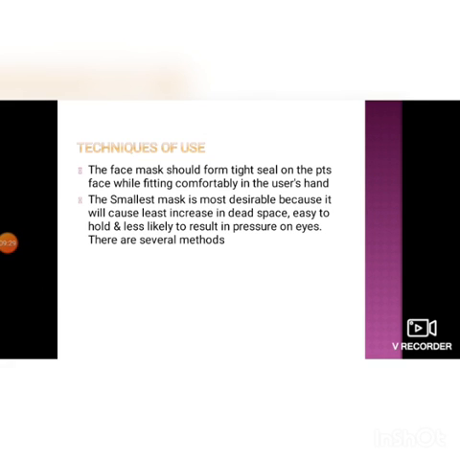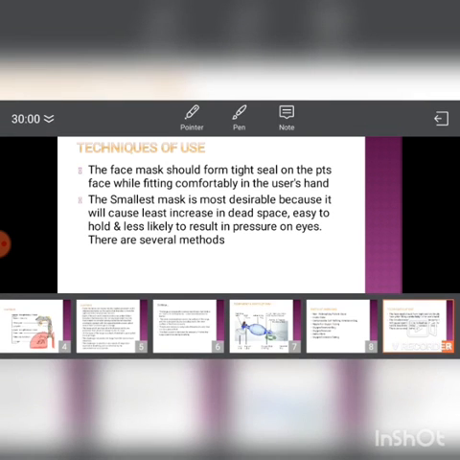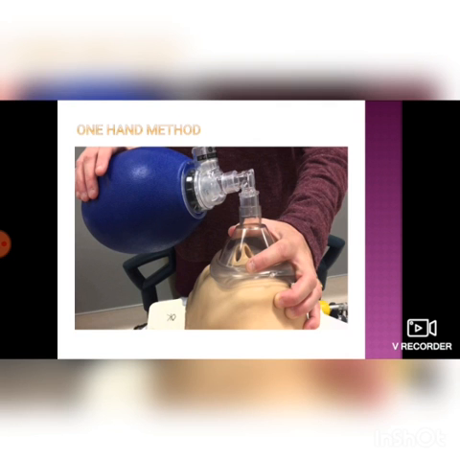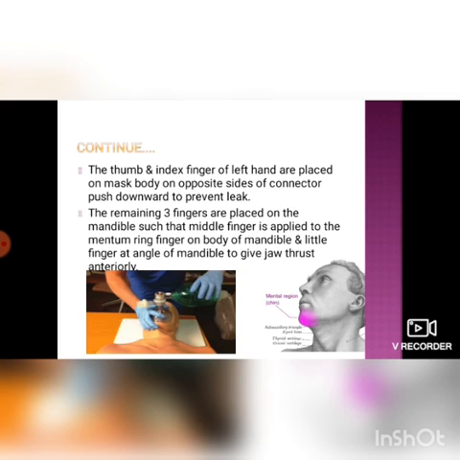There are several methods. First is the one-hand method, as shown in the picture. The thumb and index finger of the left hand are placed on the mask body on the opposite side of the connector, pushing downwards to prevent leak. The remaining three fingers are placed on the mandible, such that the middle finger is on the body of the mandible, the ring finger on the body of the mandible, and the little finger at the angle of the mandible to give jaw thrust anteriorly.